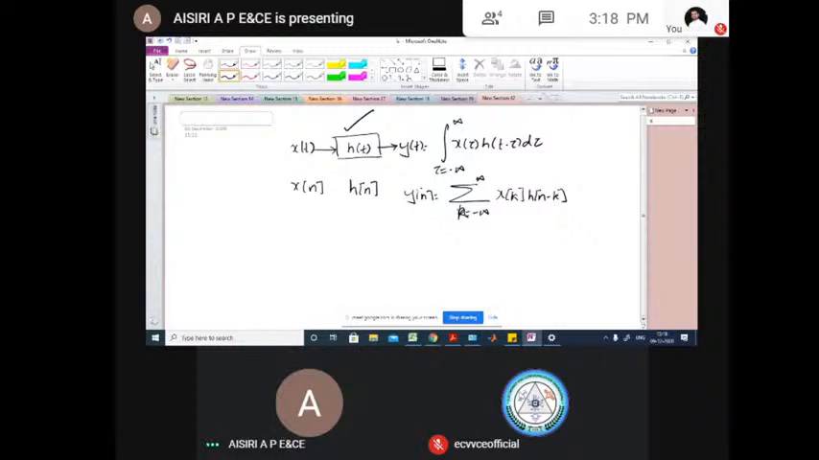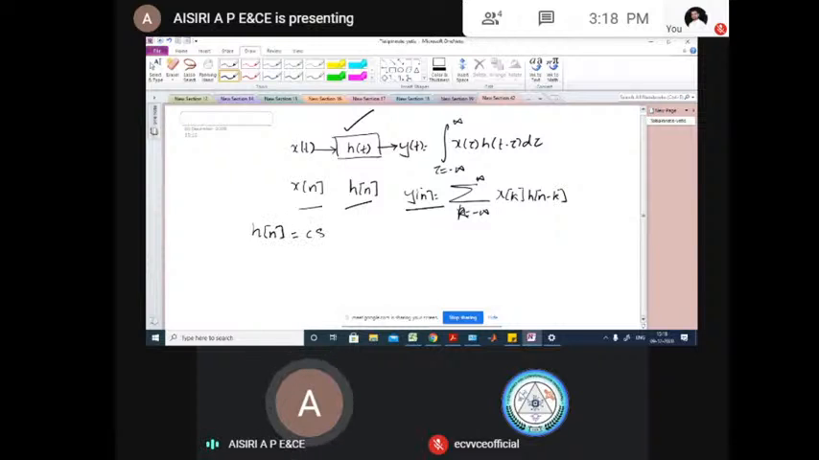Similarly, for a discrete time system, if I know the impulse response of the system, then I can determine the response of the system y of n to any arbitrary input x of n using the concept of convolution summation, the sum over k from minus infinity to plus infinity of x of k into h of n minus k. Why is this impulse response so important? Because with the concept of impulse response, we can classify the system.